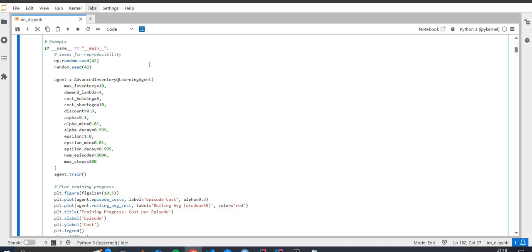So here we set up a test environment in the main block. You can see here. And this is where we initialize our agent with specific parameters like a maximum inventory of 10, and a demand rate of 4, and cost values for holding and shortages. We also set up learning parameters, things like the learning rate, discount factor, and exploration decay, all of which affect how the agent learns over time. And to make sure our results are reproducible, we set the random number generator.